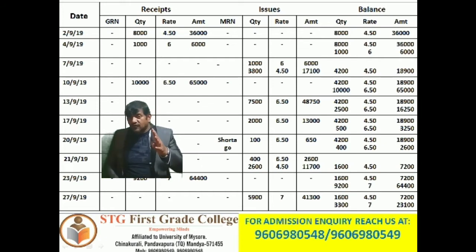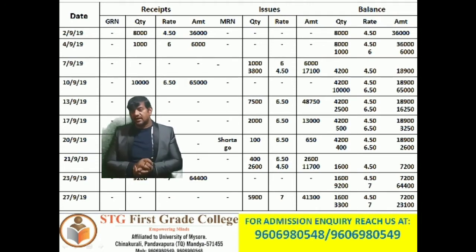So issue that first. 1,000 units at rupees 6 each, that is 6,000 rupees. Out of 4,800 units, how many have I issued? 1,000 units. So what is the balance? 3,800 units. So quantity 3,800 at rupees 4.50 per unit. 3,800 into 4.50 comes to 17,100. So go to the balance column.